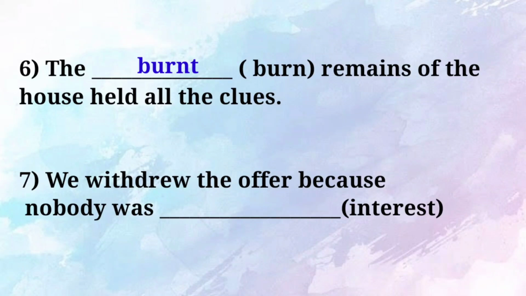We withdrew the offer because nobody was dash. In the bracket, interest is given. இதில் என்ன சொல்கிறாங்கன்னா நாங்கள் வந்து இந்த ஆஃபரை withdraw பண்ணிட்டோம். Withdraw comes in the present tense, but here withdrew, so it is already in the past tense. So what you have to add here? Yes, interested. You have to add ed to form the past participle, so it changes into interested. INTERESTED. Okay students, have you understood?